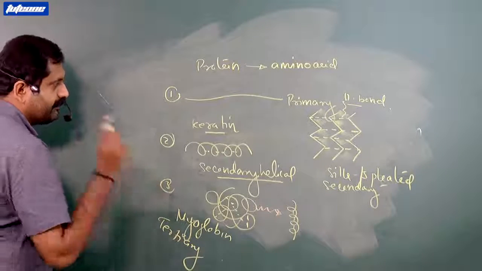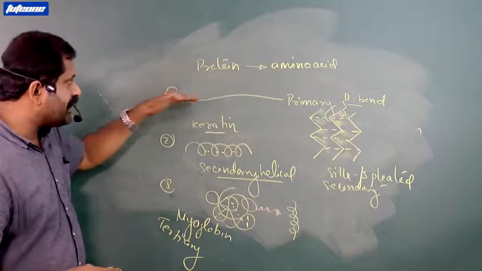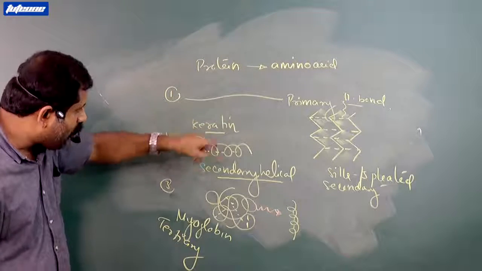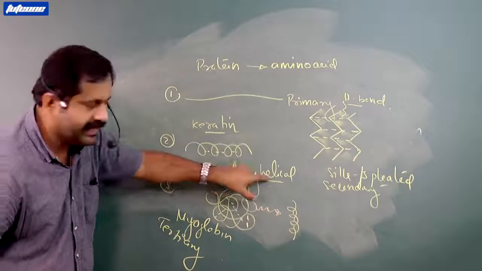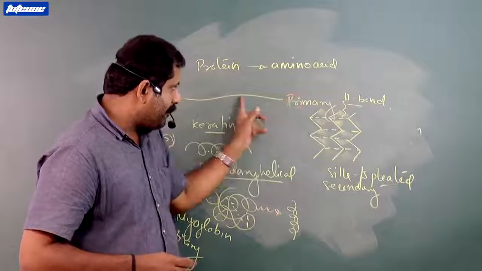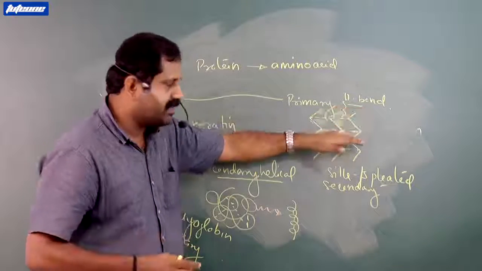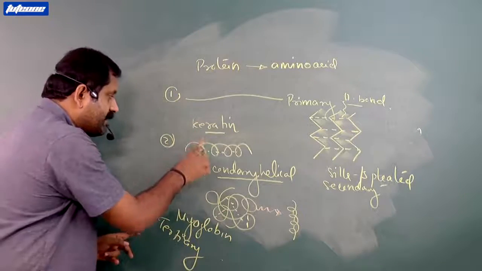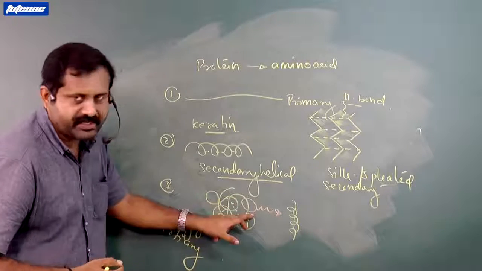Third structure, tertiary. So we can see in primary structure, all amino acids are arranged in a sequence and it is linear. In case of keratin, this primary structure is coiled and connected together by hydrogen bonds. That is called a secondary helical. In case of silk, two or more primary proteins are connected together by H bonds, and that resembles a beta pleated three-dimensional figure. And in case of myoglobin, the secondary helical fiber is further coiled like a ball, and that is called a tertiary structure.